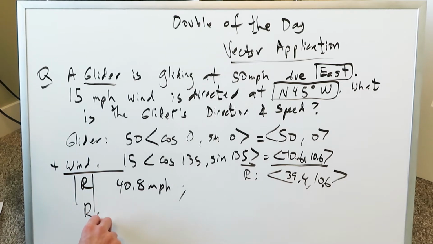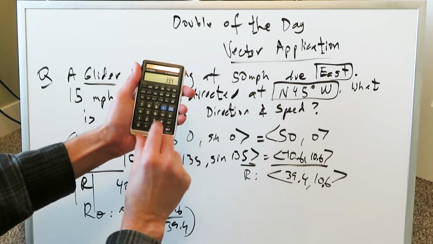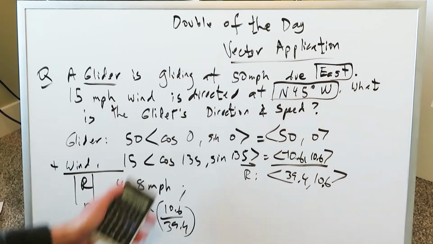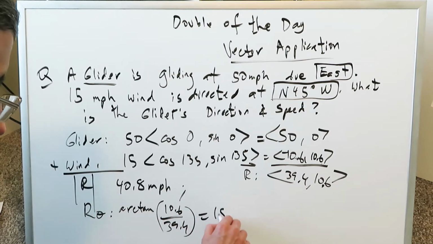What about the angle theta? It's always equal to arctan of the y component, which is 10.6, divided by 39.4. So let's do this on our calculator. We'll do 10.6 divided by 39.4, inverse tan, 15 degrees. And that right there is our angle, 15 degrees.